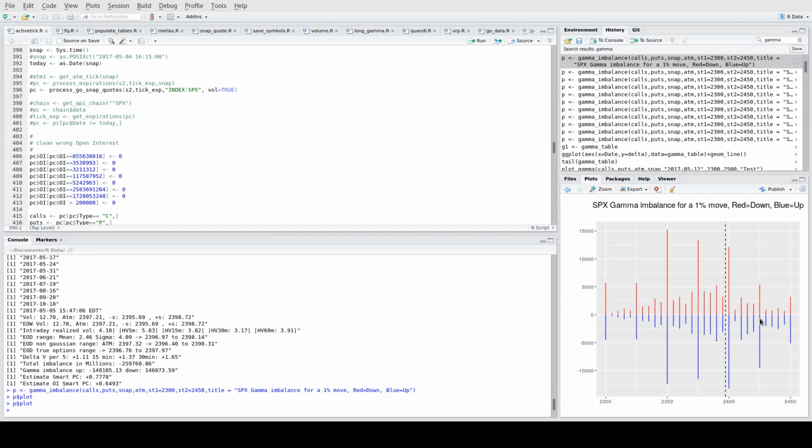This is the 2,425. Notice there is almost nothing here. That means no one is trading options in this area. There are no expectations that the market will be really in this area.